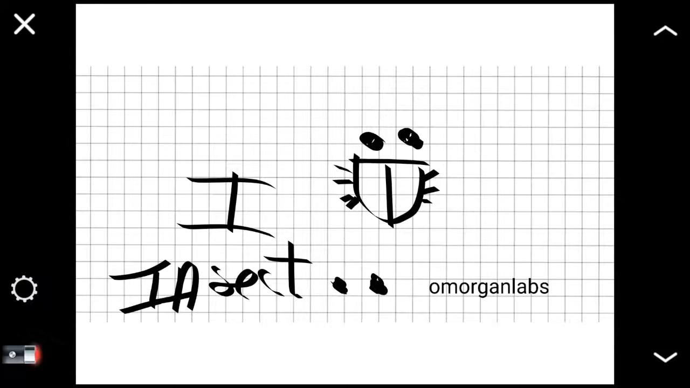I for insect, the two little eyes of an insect. Dit, dit, or two dots, di di.